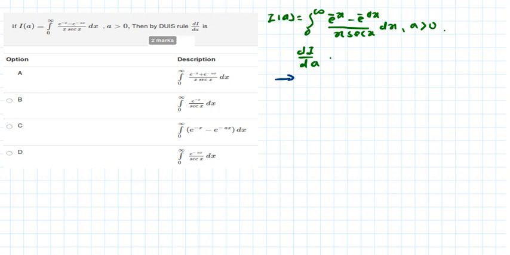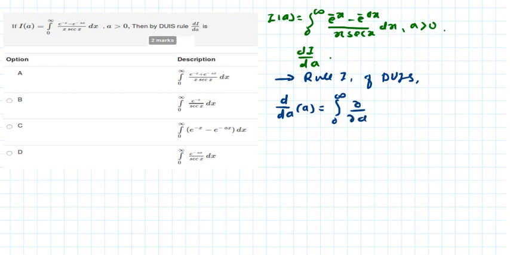Again we need to observe what the limits of the given integral are. If you observe, the limits are the constants 0 to infinity. So we need to use rule 1 of DUIS. What does rule 1 say? If we take the differential of I of a with respect to the parameter, in this case a, we need to take the partial differential of the integrand (e raised to minus x minus e raised to minus ax) upon x sec x dx.